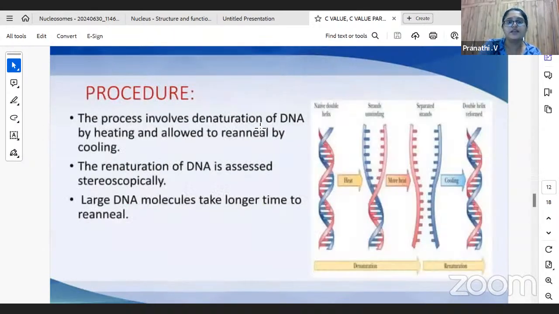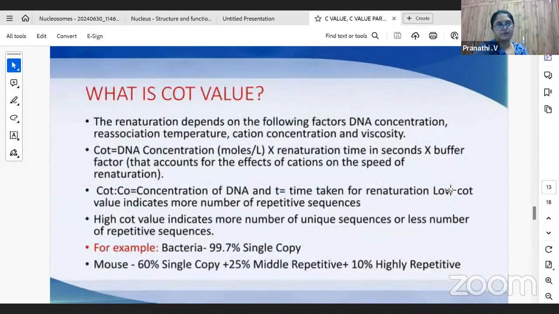So over here you can see heating, re-annealing, cooling. This is denaturation, where strands are separated, and then annealing, cooling, double helix renaturation takes place. So large DNA molecules are going to take a longer time to anneal.